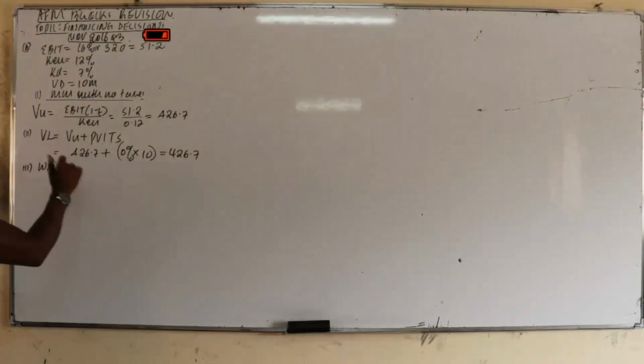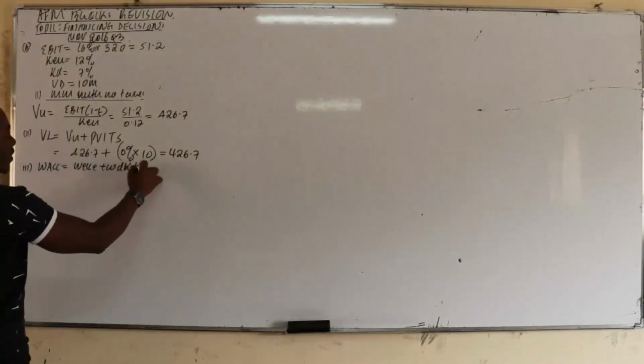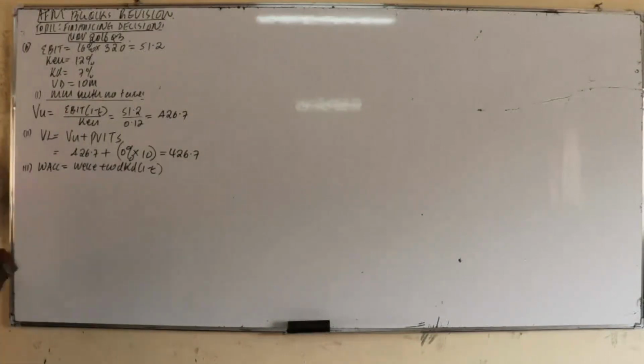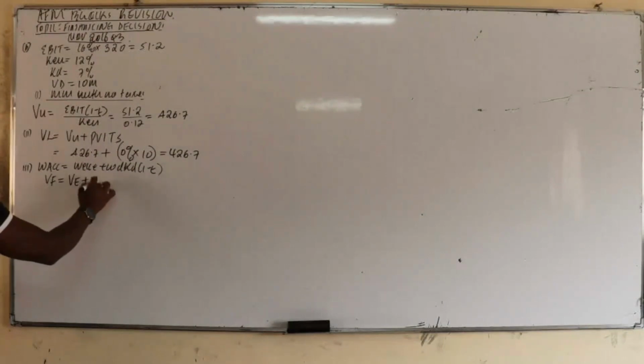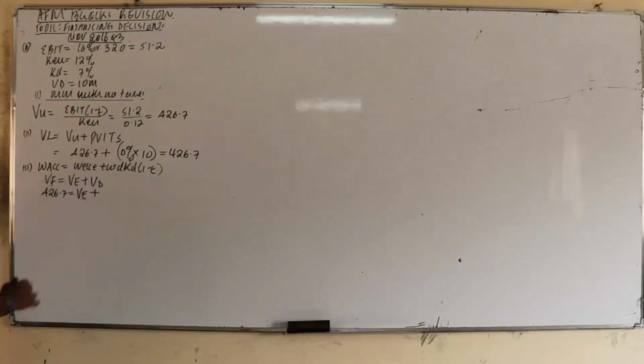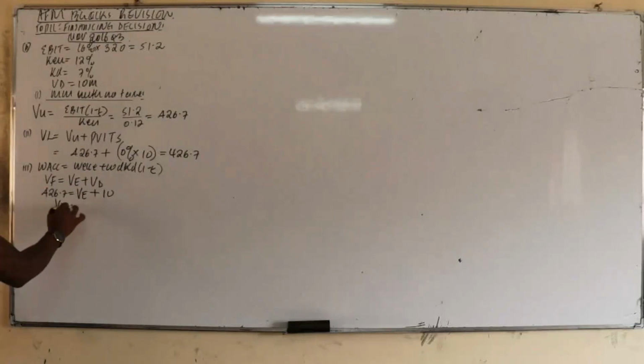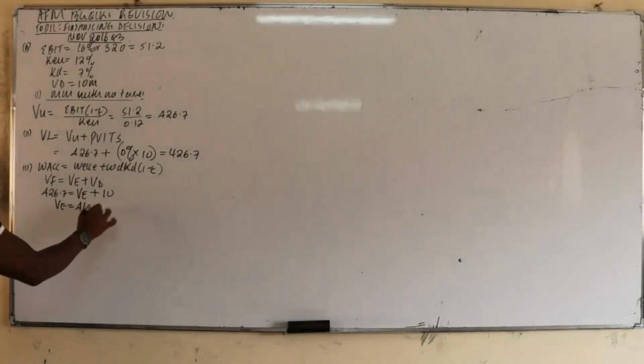WACC of the levered farm is the weight of equity, cost of equity, weight of the debt, cost of the debt, 1 minus T. The value of the farm is made up of the value of equity plus the value of the debt. The value of the levered farm we have is 426.7. Equity keeps on changing, but the debt does not change. So using a debt of how much? 10. Therefore, how much will be the value of the equity? It should be an amount of 416.